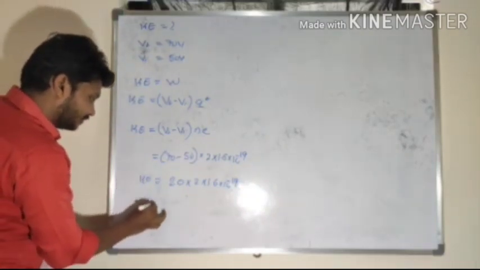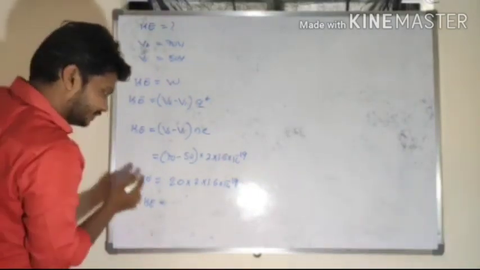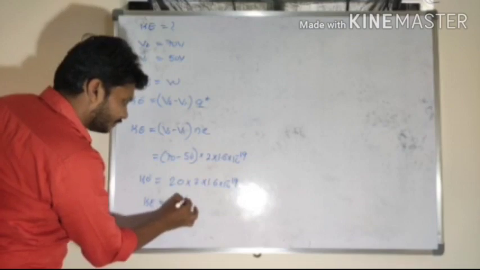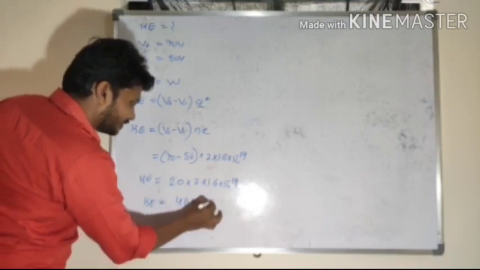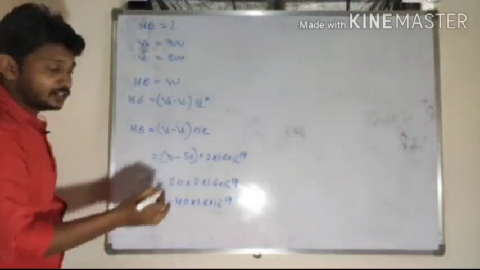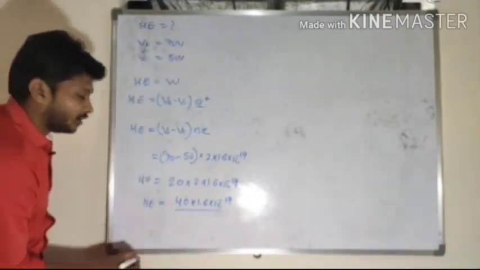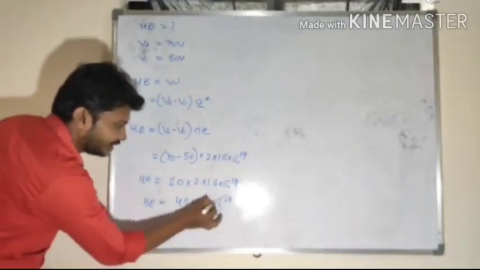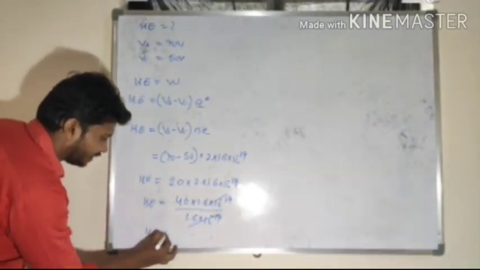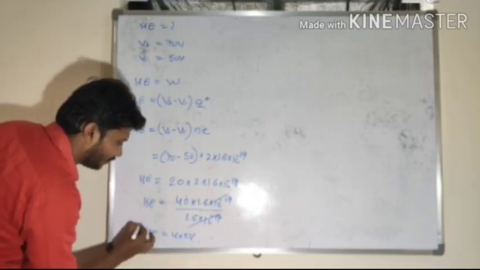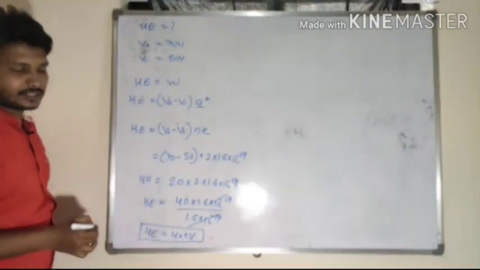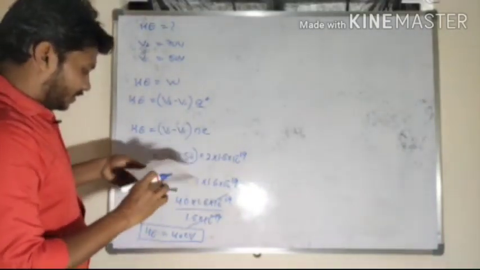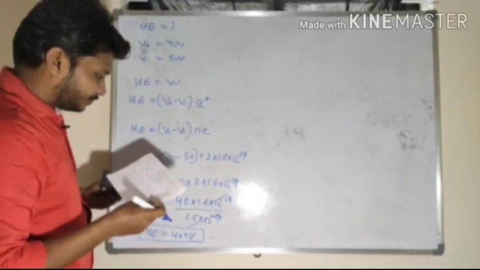So kinetic energy is how much? 40 into 1.6 into 10 to the power of minus 19 joules. In terms of electron volt, divide by 1.6 into 10 to the power of minus 19 here, and it will get cancelled out. So kinetic energy is 40 electron volt here. I have to express kinetic energy in terms of electron volt. Kinetic energy is equal to 40 electron volt here. Next one.